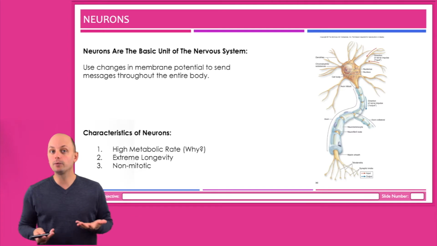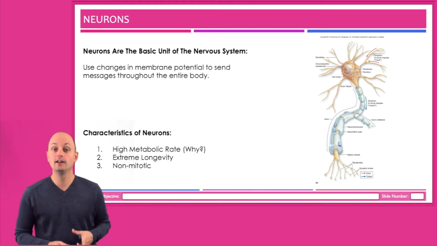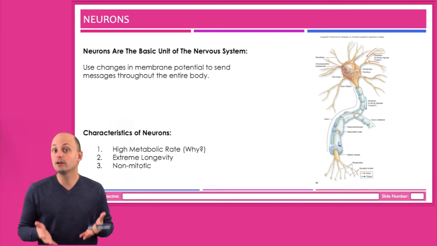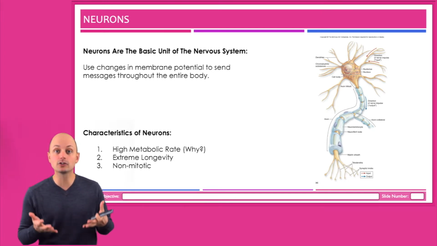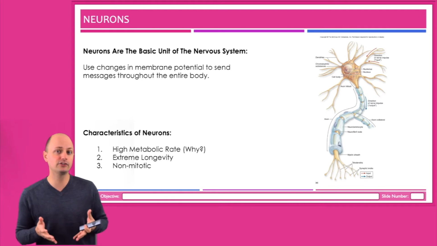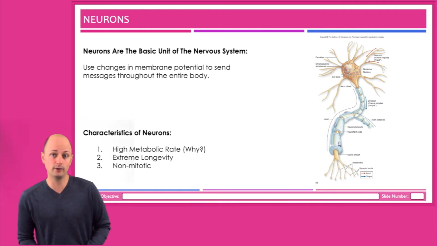Now, as you probably know from previous courses, neurons are the basic unit of the nervous system, and they're pretty unique in terms of their function. They make up one of the body's major control systems. Their job is to propagate signals. But they also have some pretty interesting histological characteristics as well.